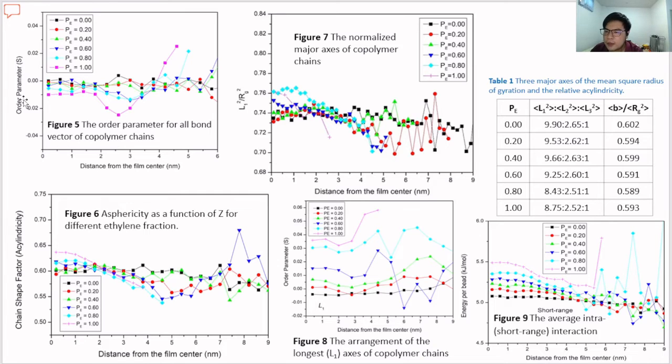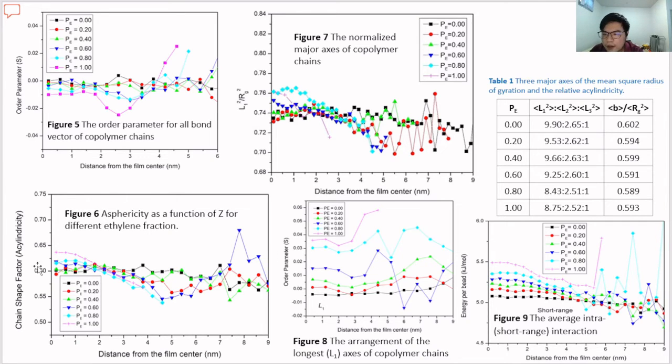All profiles have similar trends. Copolymer chains containing more propylene beads have an order parameter closer to zero. The bond orientation becomes more anisotropic for the copolymer chains with larger ethylene content.